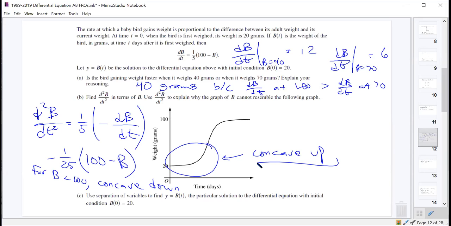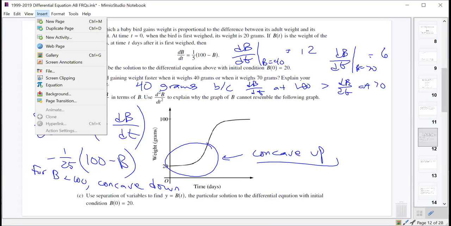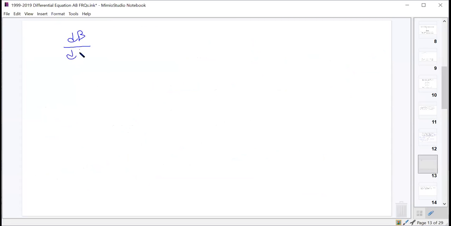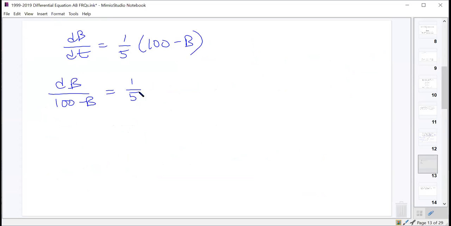Yeah. All right, and then part C, separate the variables, find the particular solution. So this is the bigger point value piece. And what do we have? dB/dt equals 1/5 of 100 minus b. So we'll separate the variables. As I said before, I will leave the constant on the right-hand side, and I will just bring the 100 minus b to the left. And we will integrate both sides. The left is a little more complicated, so we'll do the right first: 1/5 t plus our constant.